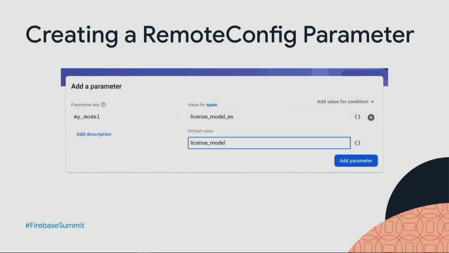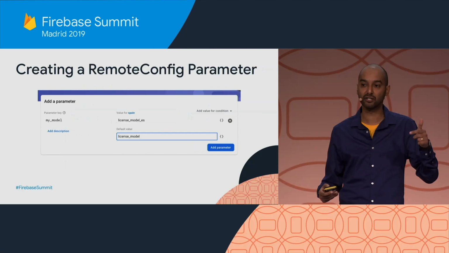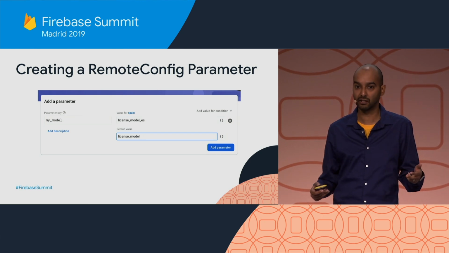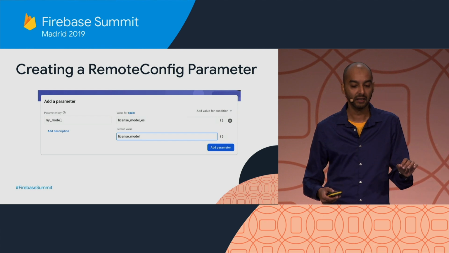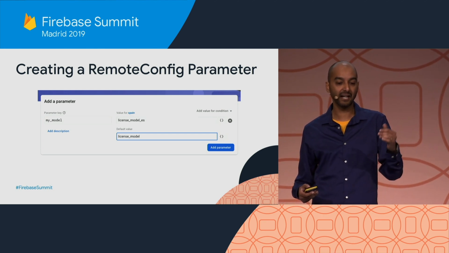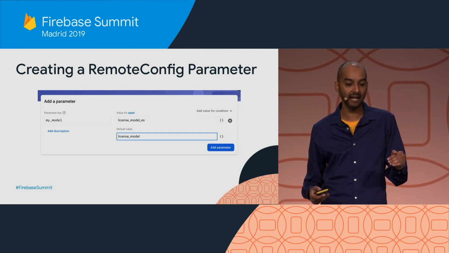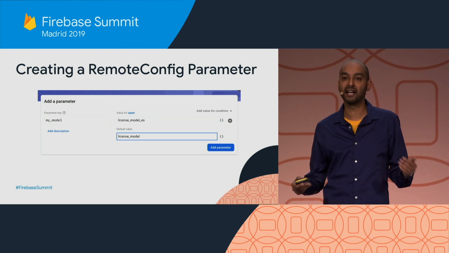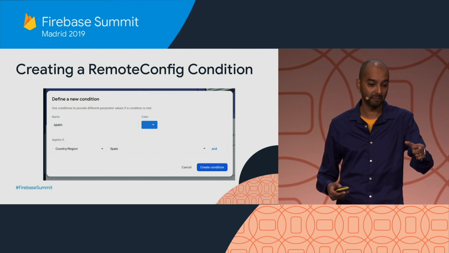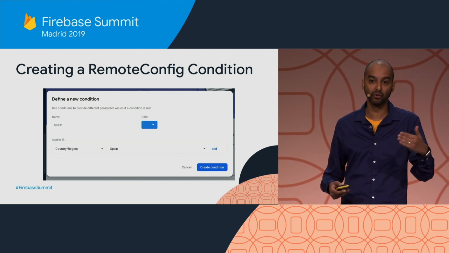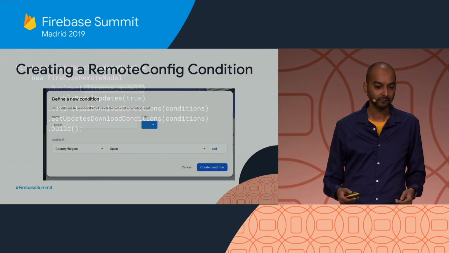Then I create a remote config parameter. Remote config is a service within Firebase that allows you to create dynamic parameters that you can then switch on the fly or switch depending on the audience. So in this case, I'm creating a parameter called my model. And for users in Spain, they're going to get the value license model ES. Everybody else is going to get license model. And the condition called Spain is going to be triggered if the user is in the country Spain.